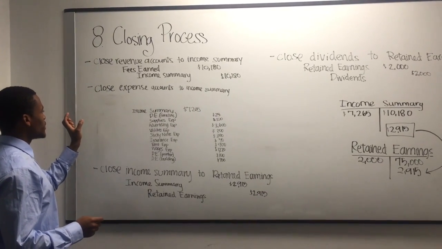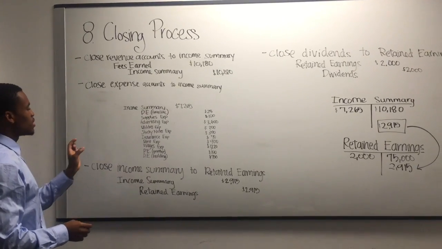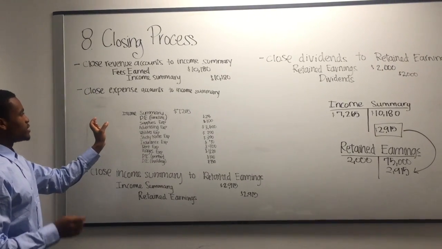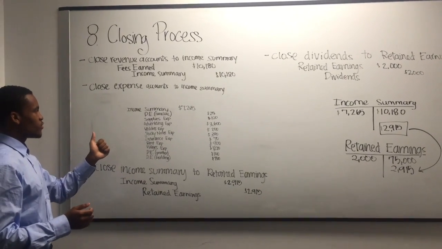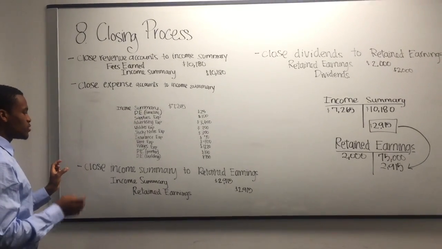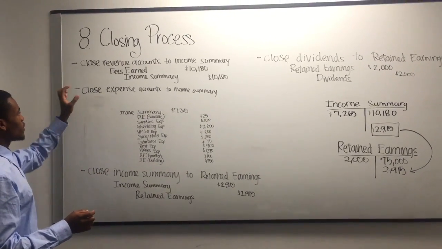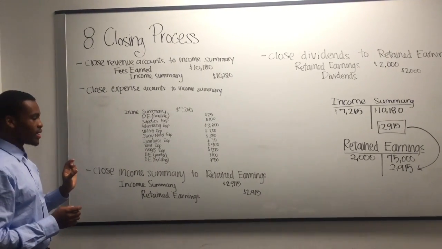Then you would debit your income summary the same amount you would credit for all your expense accounts. It does the same thing as the revenues. You're closing all the expenses and you're transferring that over to the temporary income summary account. Third, you would close that income summary account to retained earnings to account for all the revenues and expenses that won't be on the balance sheet because those are all temporary accounts.